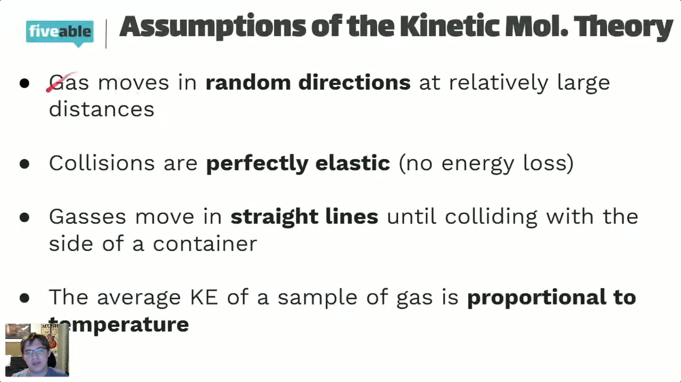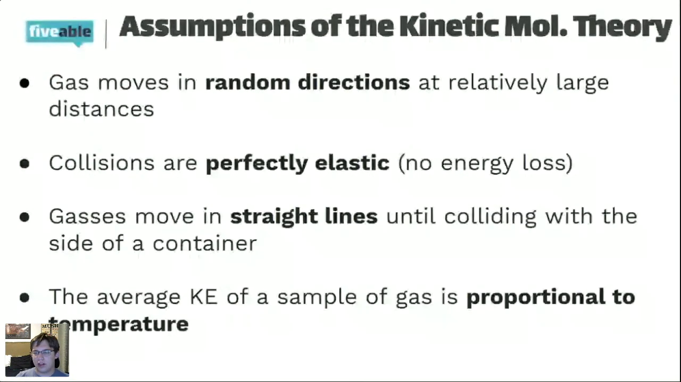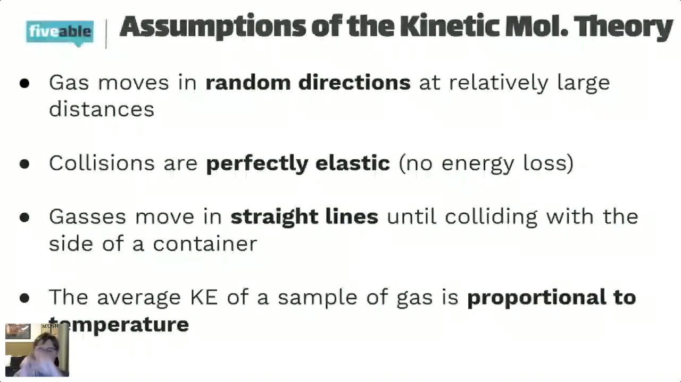Right, so gas moves in random directions at relatively large distances. Basically what this says is that when you look at a sample of gas, it's just going shoo, shoo, shoo, right? We don't have any order really to the actual molecules. We just see them flying every which way in random directions. And we assume that they're at relatively large distances from each other. So we're not going to see them bumping into each other, and we're not going to see interactions between the molecules.